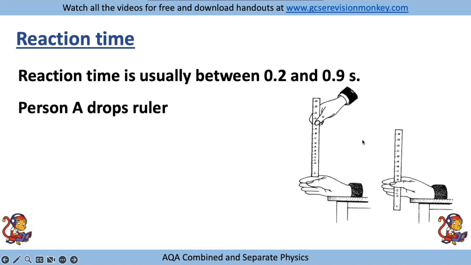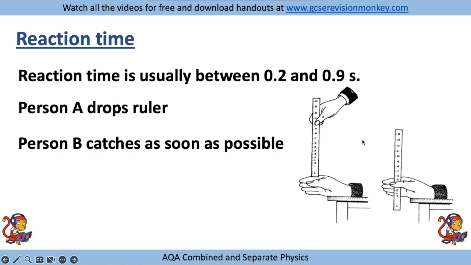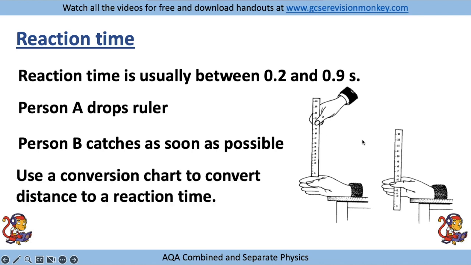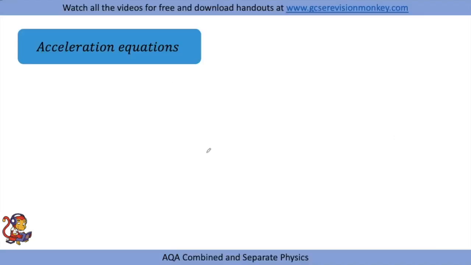So person A would drop a ruler, and then person B catches the ruler as soon as possible, and we can use a conversion chart to convert the distance that the ruler fell through the hand, this part here, into a reaction time. But if you want lots more detail on that, you can look back over the required practical that comes up in biology. Let's have a look at some acceleration equations then.